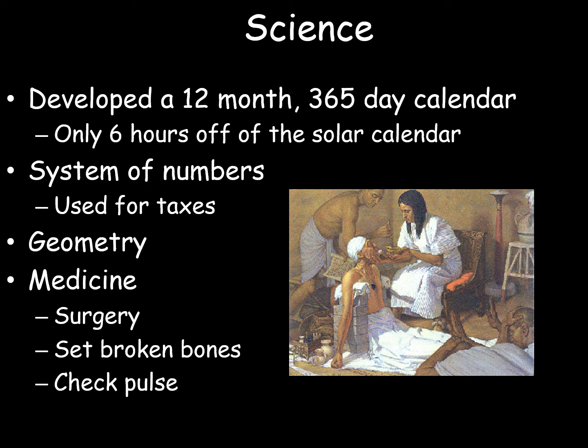So the Egyptians were pretty advanced, so they developed a science, and they developed a 12-month, 365-day calendar, and it's only 6 hours off of the solar calendar, which is a huge feat for BCE civilizations. They also came up with a system of numbers, which they used for taxes, because even then taxes were important. They developed what you're all going to love, a system of geometry. If you haven't taken it yet, you'll be taking it soon.